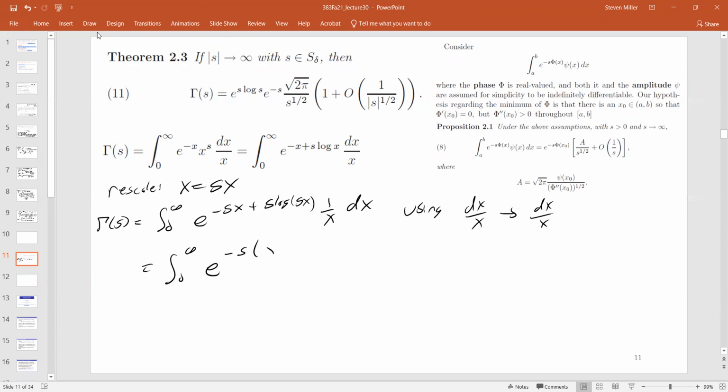I've got to be a little bit careful. I'll write this as x plus the log of x. And now I also have this s log s term. So I'll just pull that out, e to the s log s, 1 over x dx. So I'll pull that out. So I have an e to the s log s. What is e to the s log s? e to the s log s is just s to the s. It's e to the log of s to the s, yes?